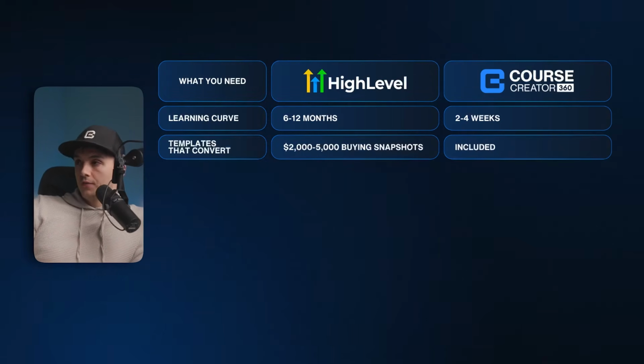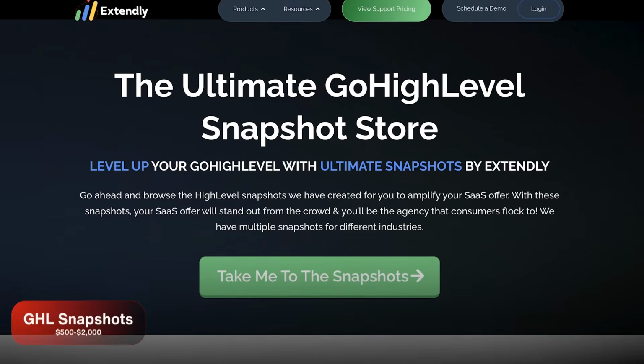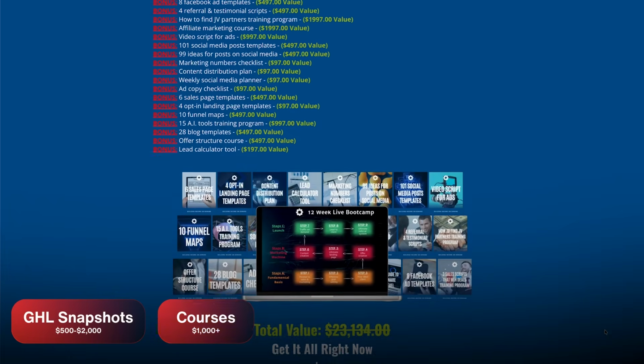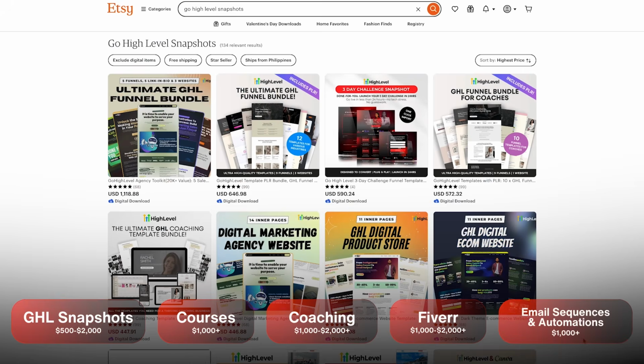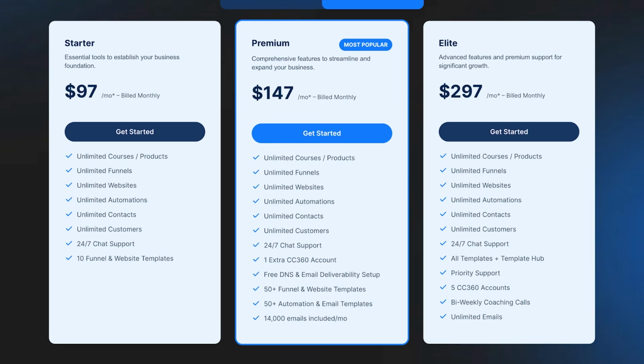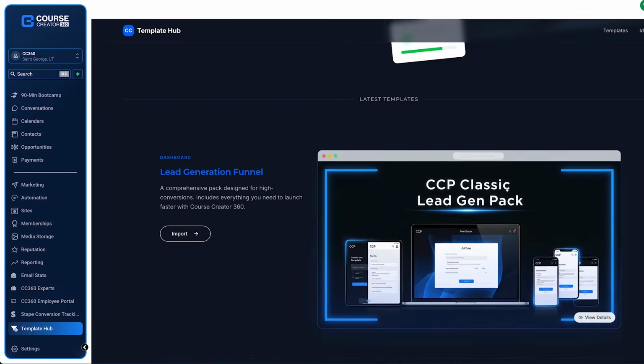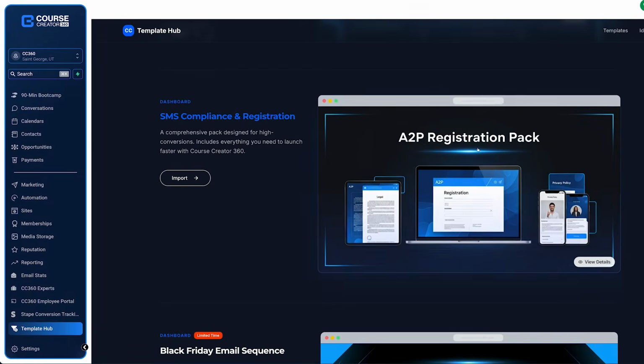Second is templates that convert. Again, with GHL, you're going to have to go and spend $500, $1,000, $2,000, up to $5,000 plus, depending on your needs, on different templates for funnels, websites, automations, emails. Whereas inside of our software, no matter which plan you join on, you get all of our templates we make, and we continually add to it, giving you the ones that are the most proven to work.